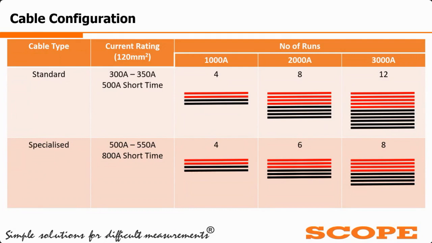Similarly, for the 2000 ampere range, we require 8 cables, that is 500 into 4, that is 2000 ampere in a single run. If we consider 2 runs, for that we require 8 copper cables. And for 3000 ampere, considering standard cable, we require 500 into 6, that is 3000 ampere. So for 1 run, we require 6 cables, and for 2 runs, we require 12 cables.